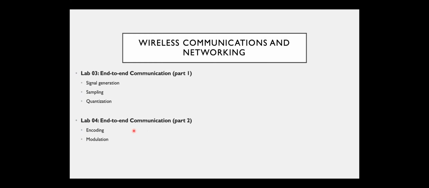Then we will move to the actual thing, which is the end-to-end communication model. The end-to-end communication model will start from lab number 3. The first model is the basic model. Here, firstly, we will see what is happening to your signal when it is transmitted from the transmitter, and then received at the receiver. And what kind of degradation occurs when it is traveling from transmitter to receiver?